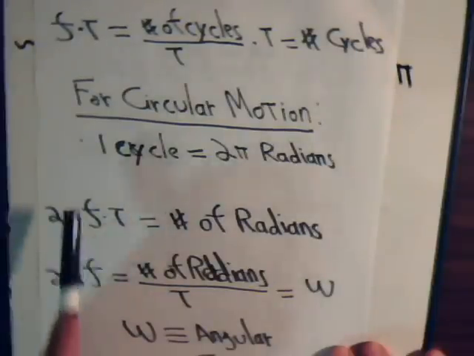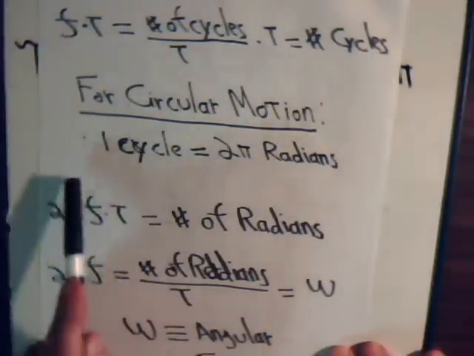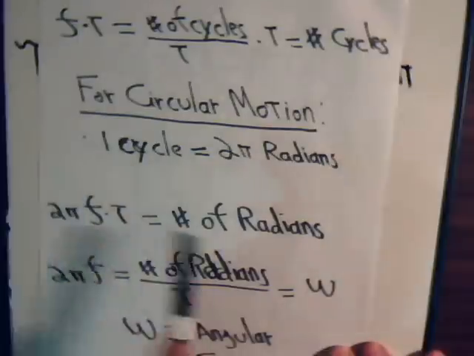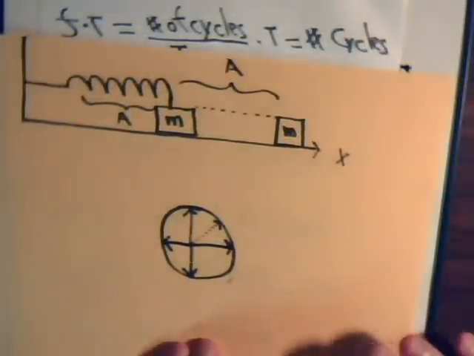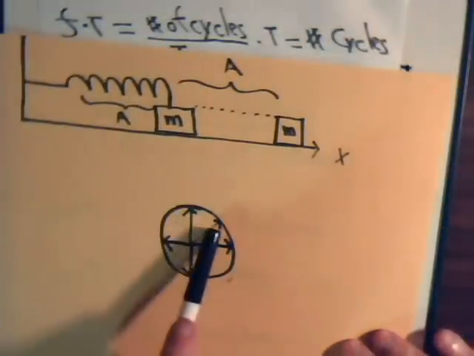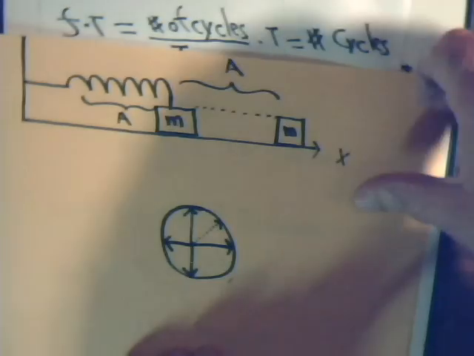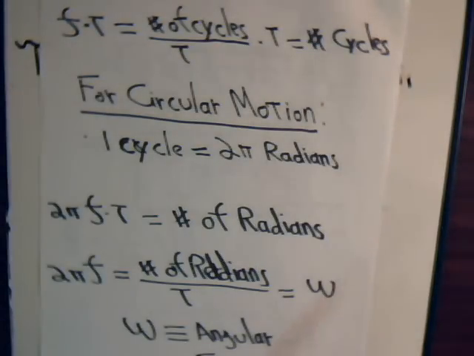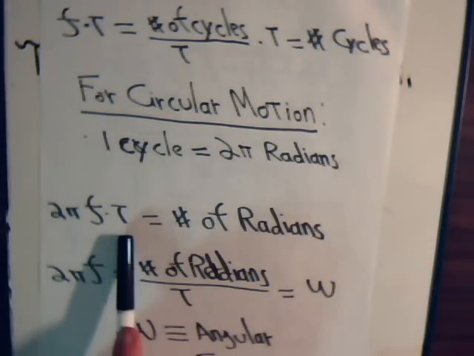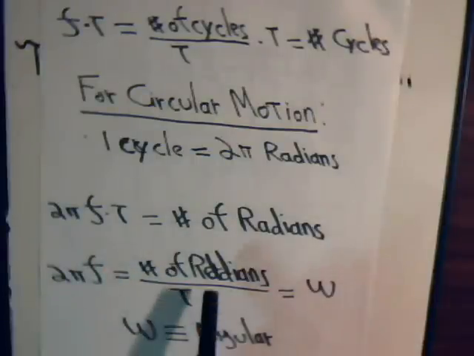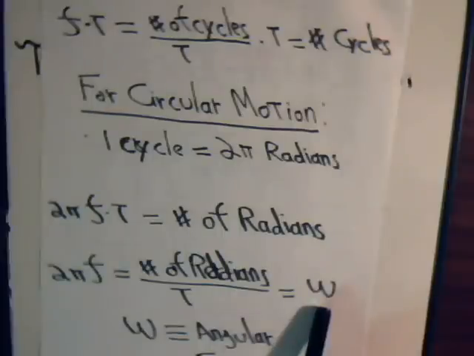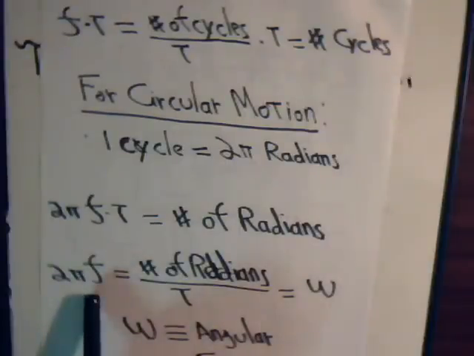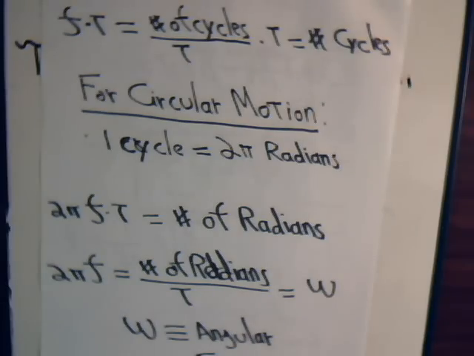Now the frequency is the frequency of the block going back and forth along the line. The number of radians is the number of radians completed by the arrow going around the circle. We'll divide both sides by t. So we have 2 pi f equals the number of radians divided by time. That's angular frequency. So 2 pi times f equals the angular frequency.